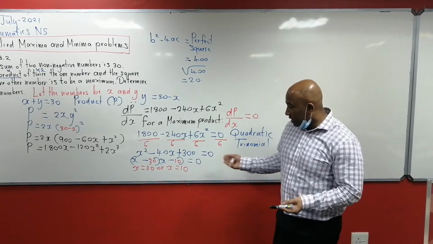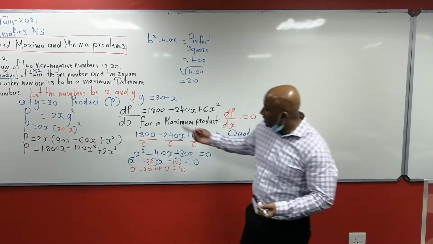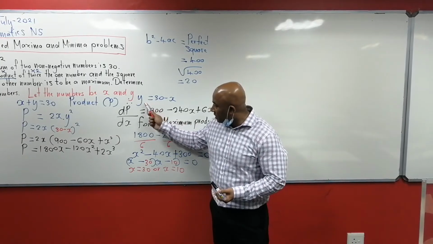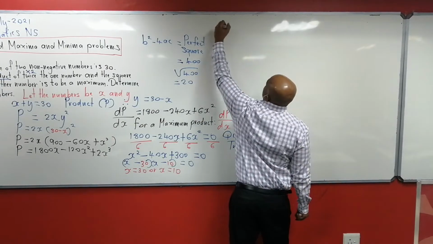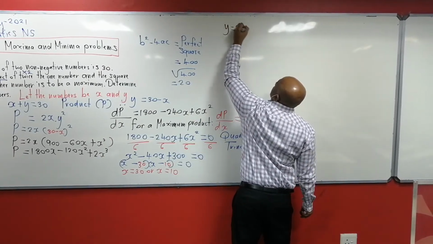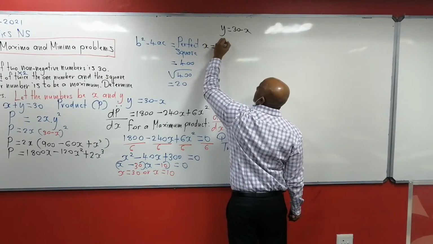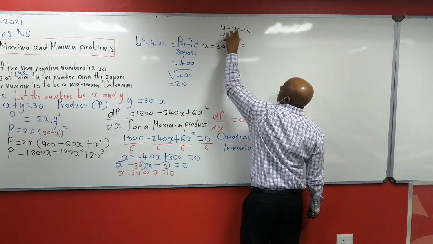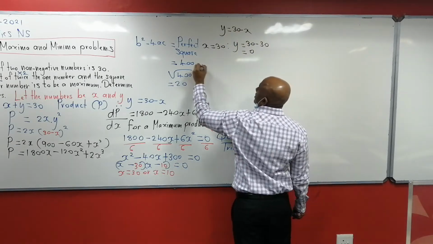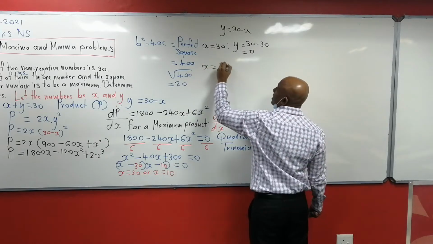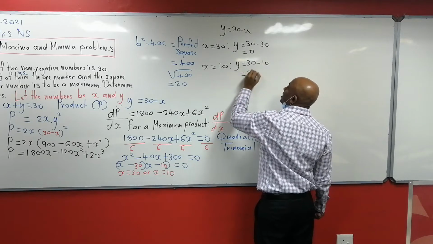One when x is equal to 30 and the other one when x is equal to 10. Let's see now when we substitute back into this equation to solve for y. So what do we know? We know that y is equal to 30 minus x. So when x is equal to 30, y is equal to 30 minus 30, which is 0. And then when x is equal to 10, y is equal to 30 minus 10, which is 20.